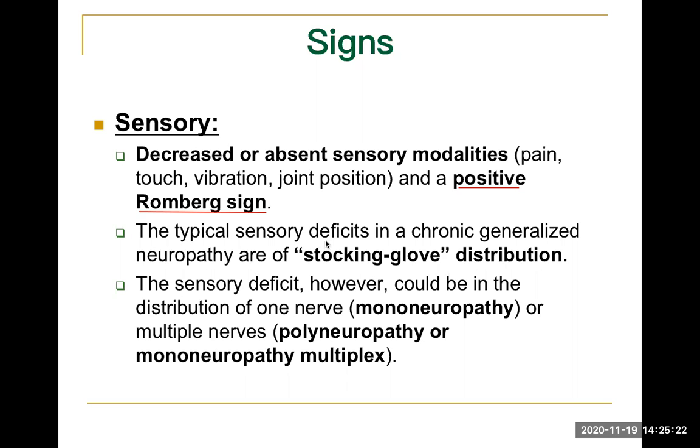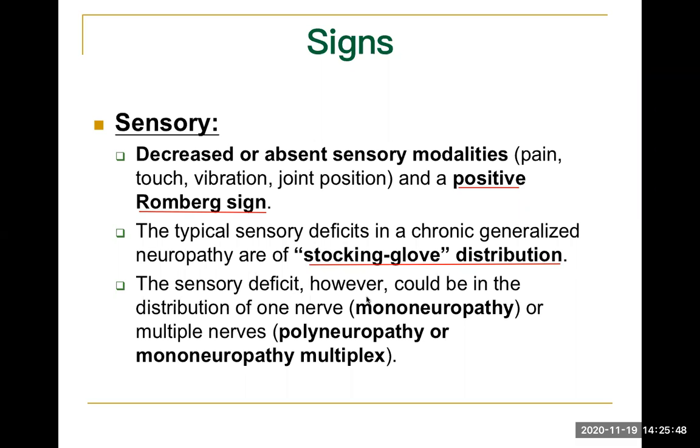The typical sensory deficit is known as glove and stocking type of distribution. A very commonly used term in neurology. Glove and stocking distribution means the distal parts of the limbs are affected, meaning they lose sensation there. This is the hallmark point of peripheral neuropathy.